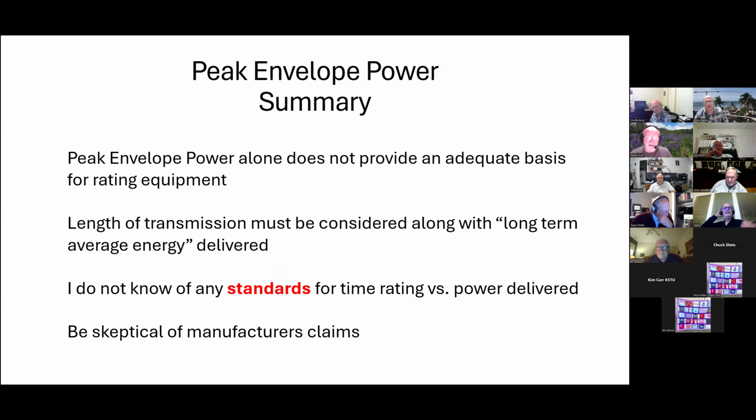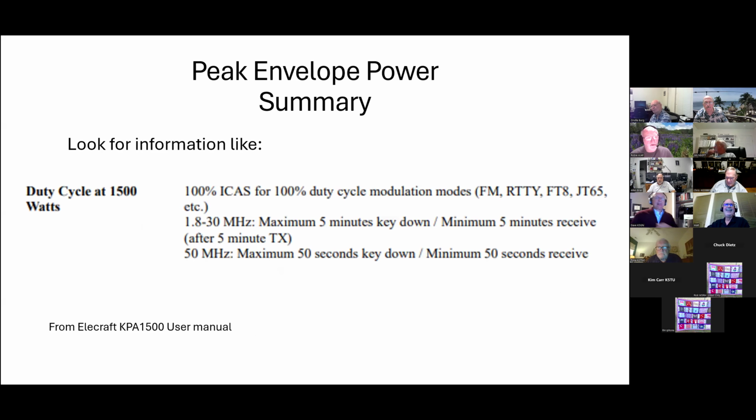And so all of this leads me to be skeptical of manufacturers' claims. So you have to look for other information, and this is one piece of information that I found. I did not find a lot of other information, even though I did look a bit. This is out of the KPA 1500 user manual. It says that for 100% duty cycle modes like FM, radio, and so on and so forth.